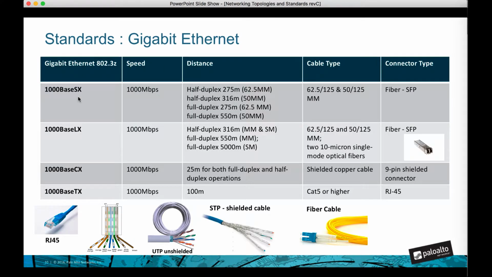So up next, we will run through the standards of Gigabit Ethernet 802.3z. And in this column, we're going to see the multiple types of gigabit standards with the speeds. Of course, everything is supported as 1000 Mbps, or 1 gigabit per second. How far the distance can be supported, what cable media is being used, and what the connector type will be. Start at the bottom, 1000BASE-TX.